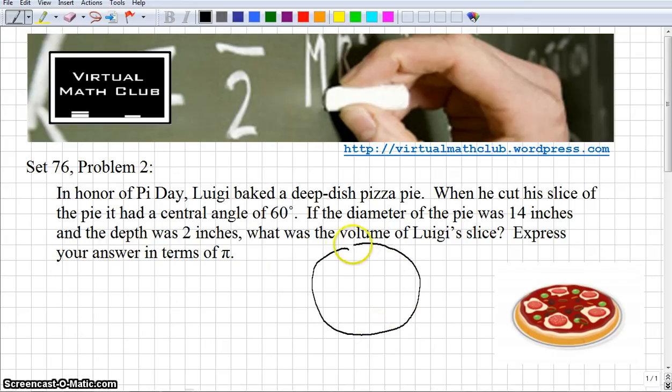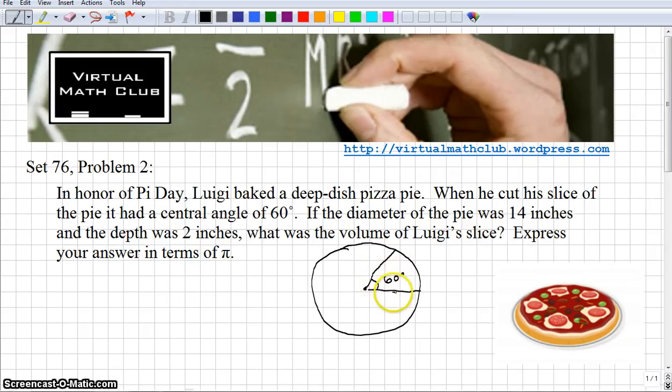Alright, well, let's first of all take a look at this pizza from the top. I'm going to draw a circle, and there's the center. And Luigi cut a slice of pizza, and its central angle was 60 degrees. So let's draw something that looks sort of like 60 degrees. Alright, so that's about 60 degrees.